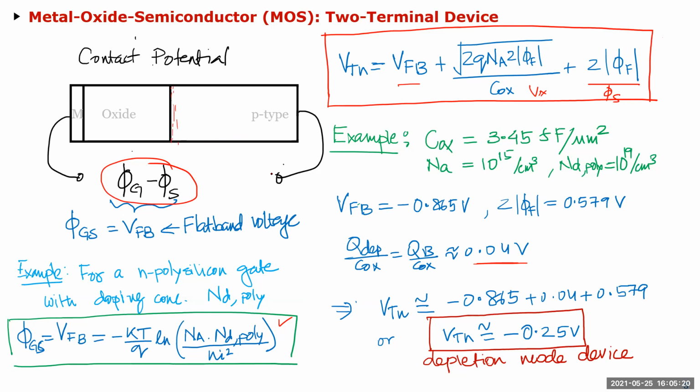And this is what's called a depletion mode device. But what we really want is an enhancement mode device, where, in the case of an NMOS, we want to apply a positive voltage to turn it on. If the gate to substrate or the gate to source voltage is 0, then there should not be any channel on, right? So let's see how we can do that.